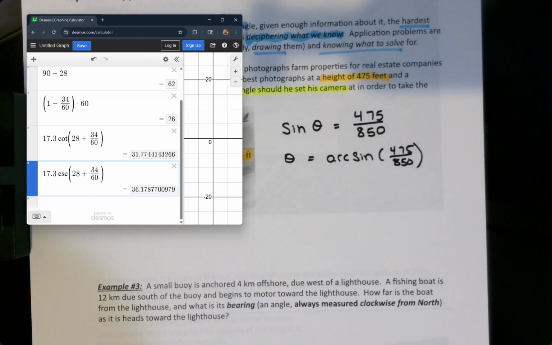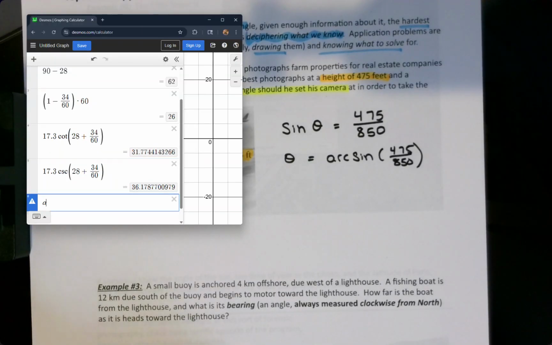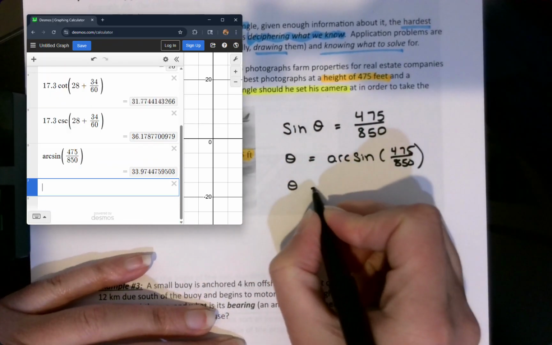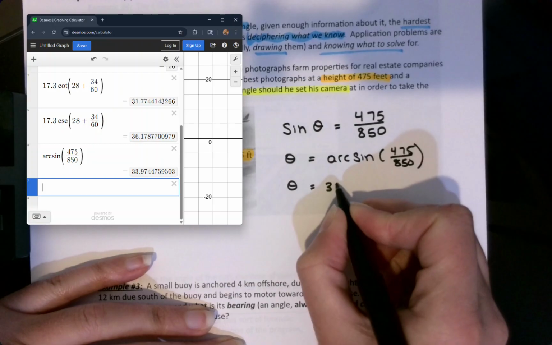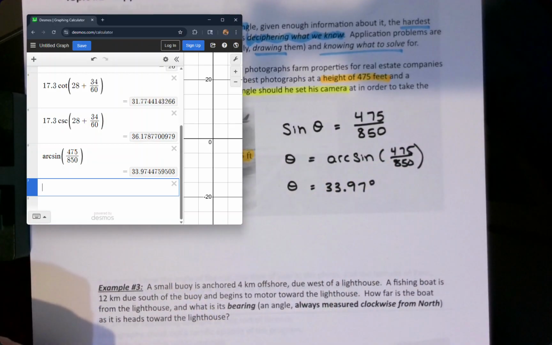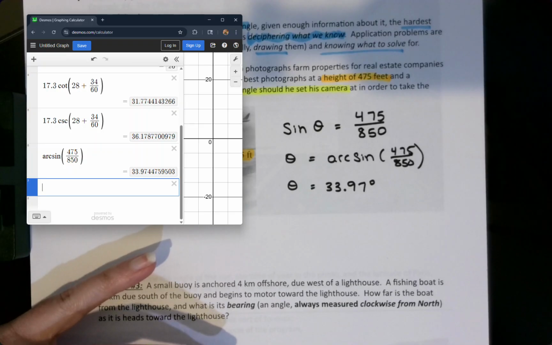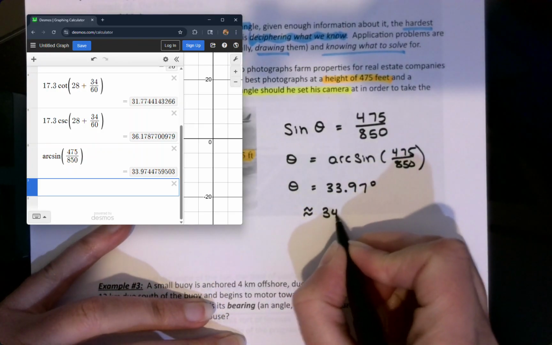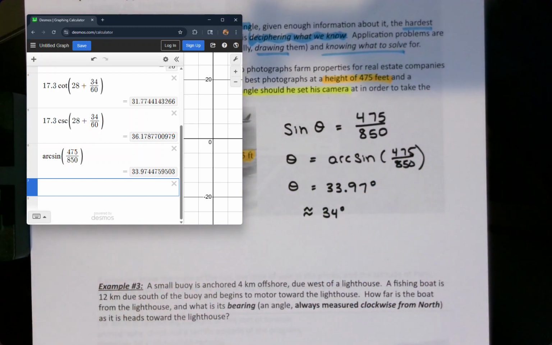That's the only piece I need to know. So I don't need to find any other parts of this triangle. So let's go ahead and enter arc sine. And you can reduce that fraction first if you prefer, but you don't have to. And this angle comes out at approximately 33.97 degrees. So realistically, they're going to set their camera at an angle of about 34 degrees, as I mentioned.